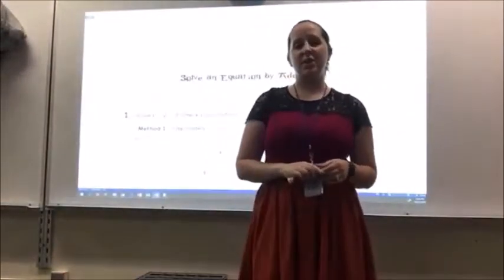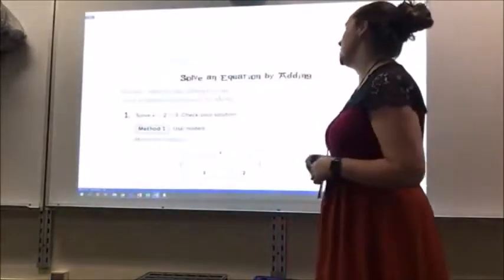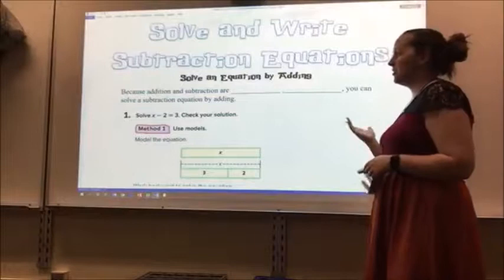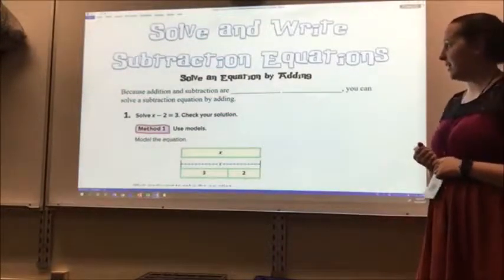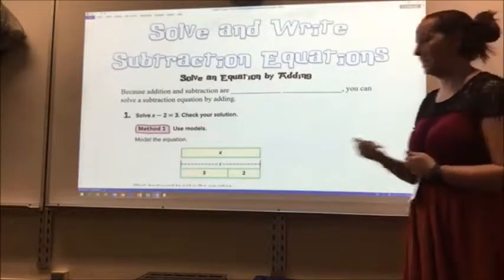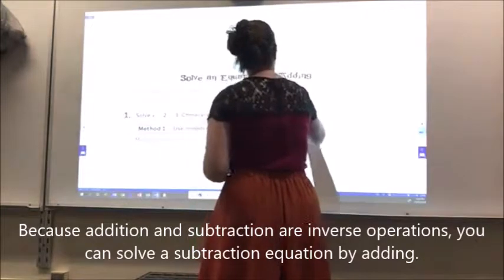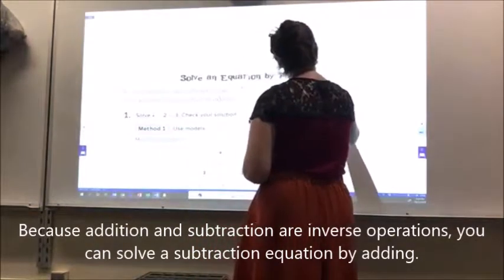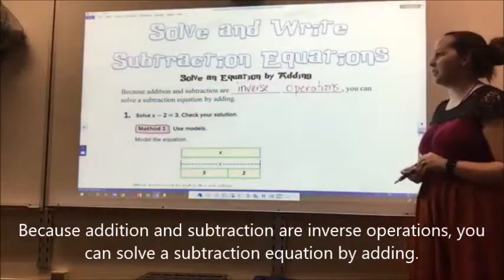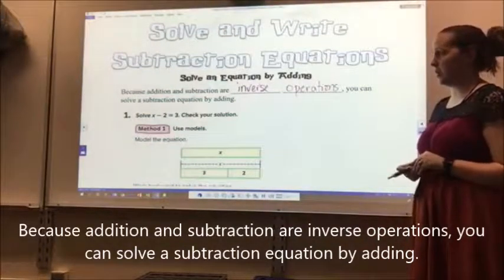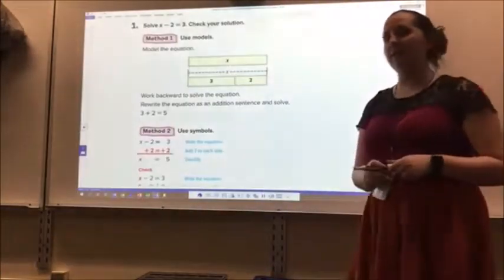All right, this is Chapter 7, Lesson 3, Solving and Writing Subtraction Equations. Because addition and subtraction are blank blank, you can solve a subtraction equation by adding. In those two blanks, you're going to write inverse operations. Because addition and subtraction are inverse operations, you can solve a subtraction equation by adding. All right, let's take a look at an example.